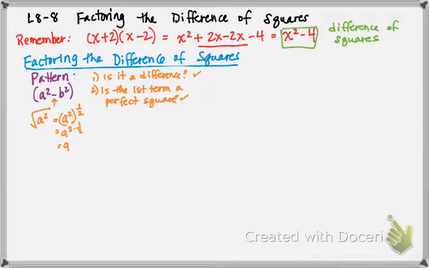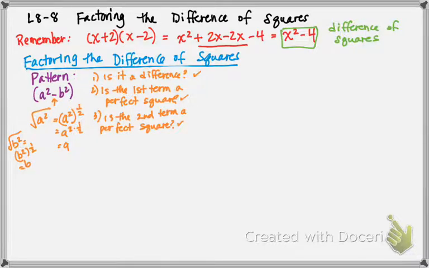And then is the second term a perfect square? So then we have b, square root of b squared. Same thing. We're going to get b squared to the 1/2 power, which equals b. So that's another check. Yep.